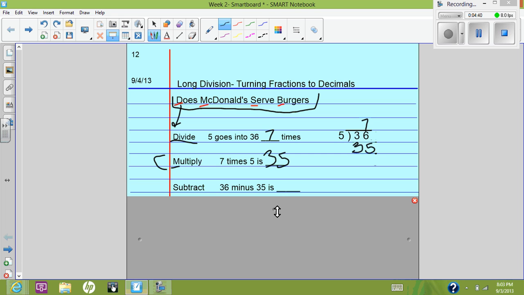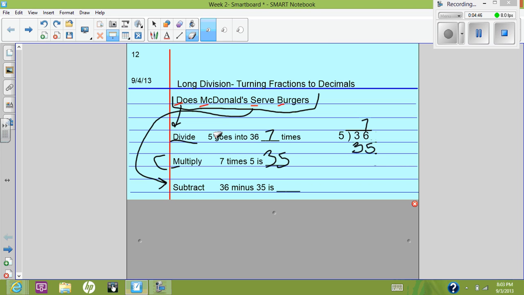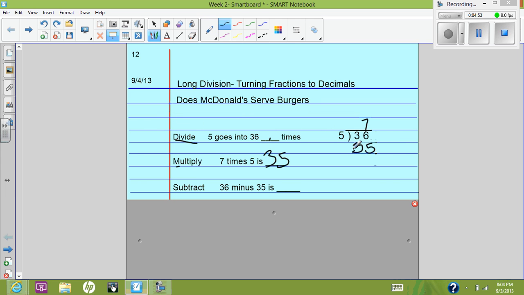Moving on to the third part, we have S. S, in this case, stands for subtract. We are going to subtract 35 from 36. I'm losing it. Sorry, guys. So I'm going to put a subtraction symbol here, and I'm going to ask myself, what is 36 minus 35?